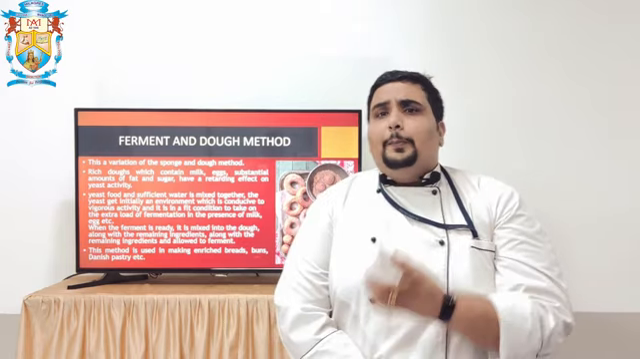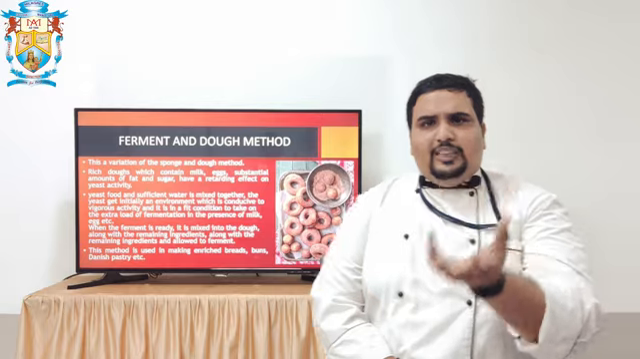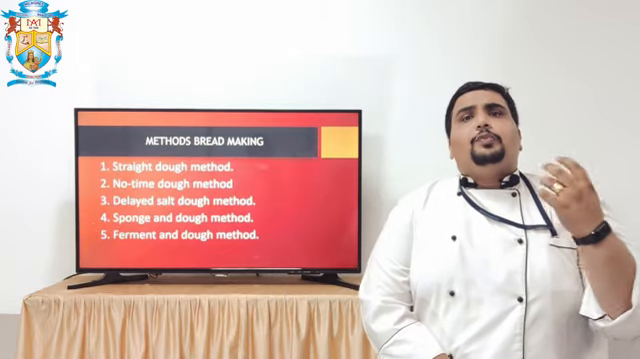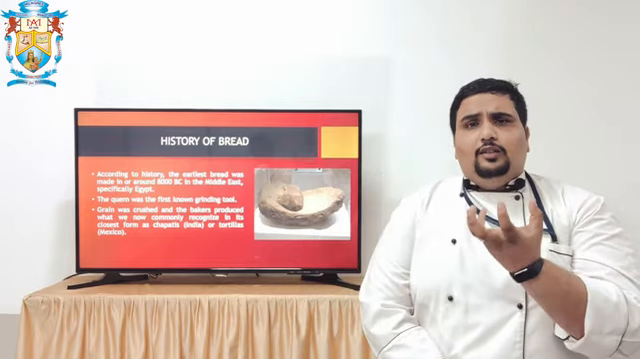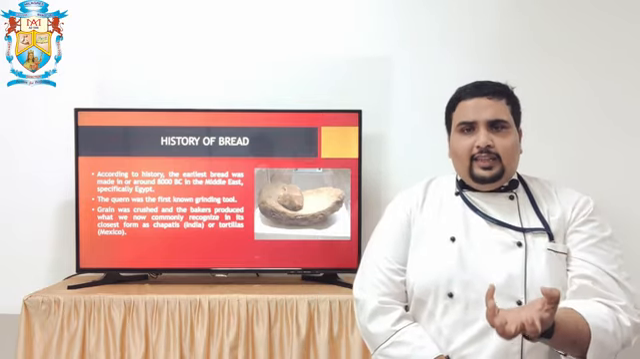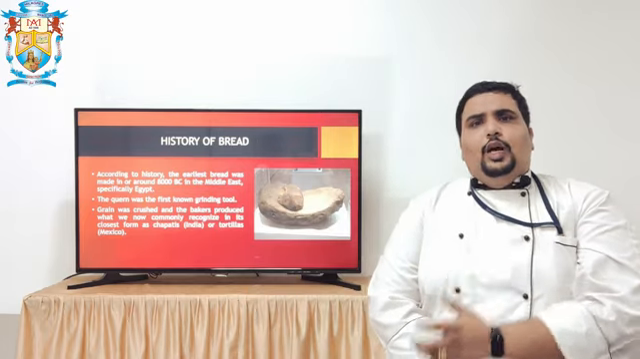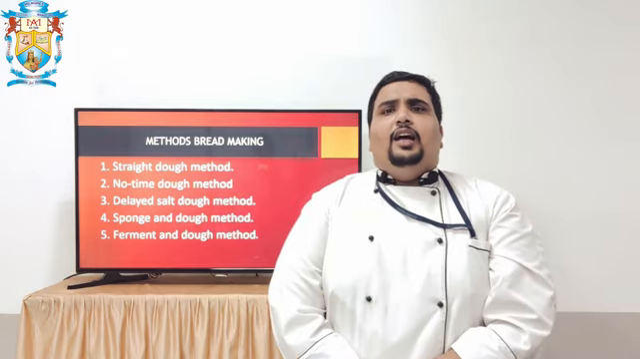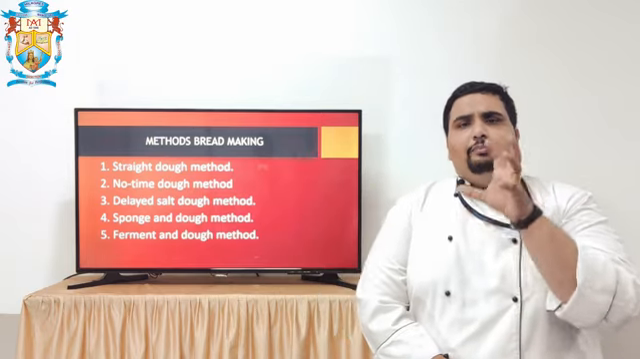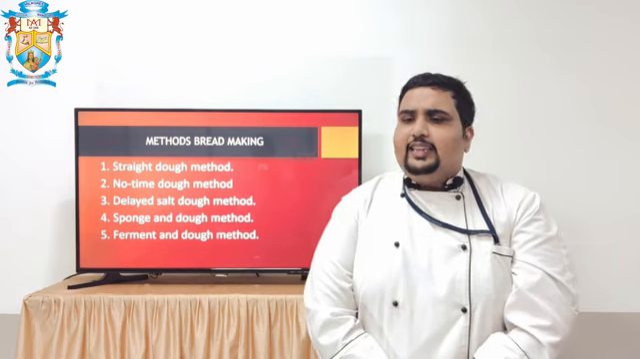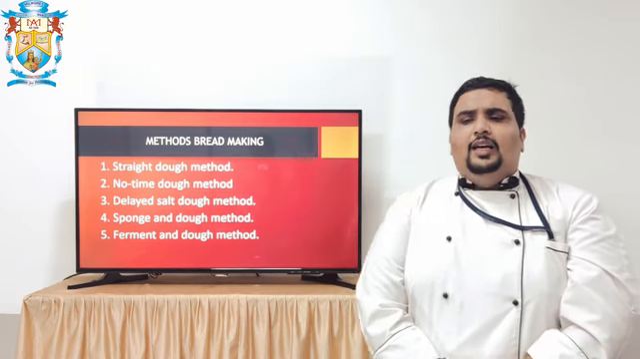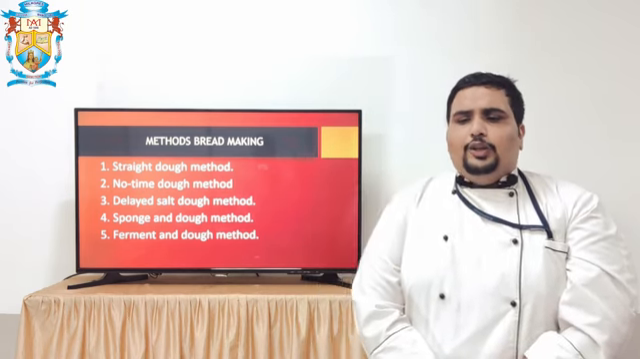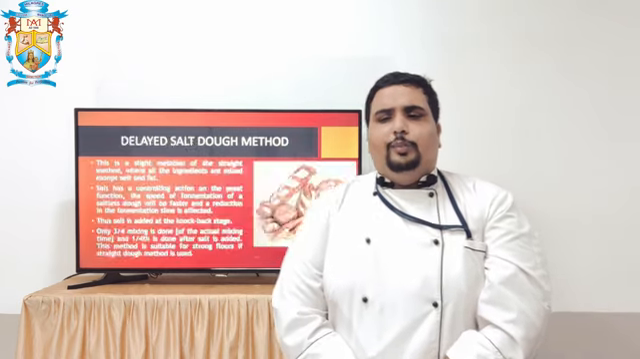Just to review, bread is basically flour which is mixed with water and then it is allowed to come in contact with heat and then it bakes. Basically, a kiln was used to make bread in the ancient days, and these are the 5 most important methods of making a dough, that is straight dough method, no time dough method, delayed salt dough method, sponge and dough method, ferment and dough method.